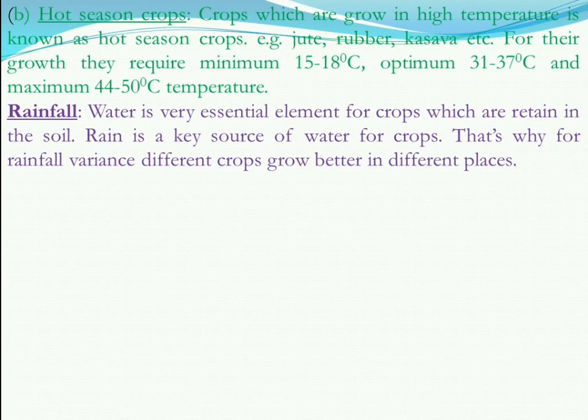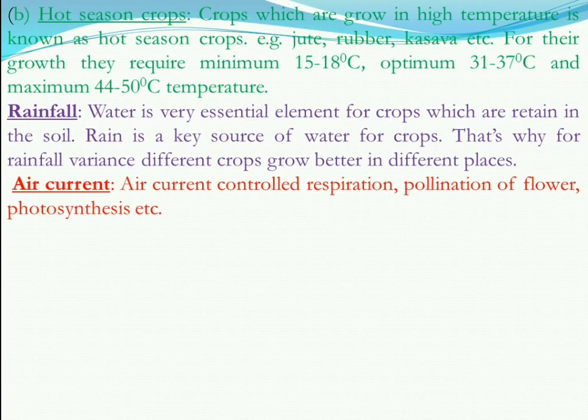Let us come to next point, that is air current or air flow. Air current controls respiration and pollination of flower. That is the main thing of fruitification. That means from flower to growing fruit, pollination is a must. So that is dependent on air current. If there is not that much air current, then it is not good for crops. And photosynthesis is also dependent on air current, because if the air is not moving, then they are not getting that much amount of carbon dioxide and other requirements from air.